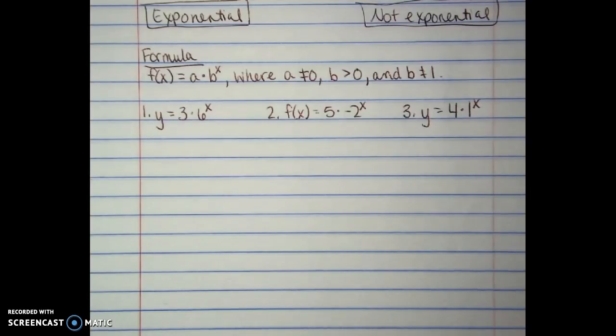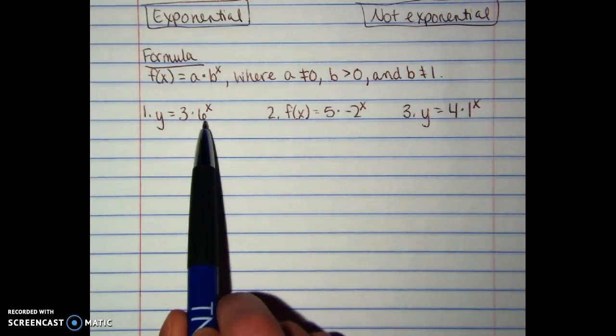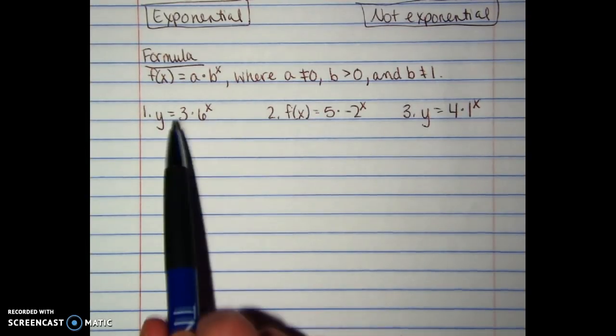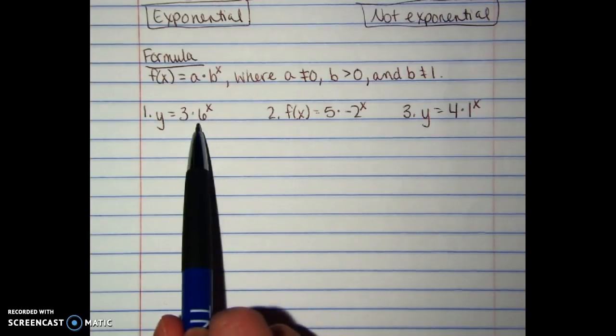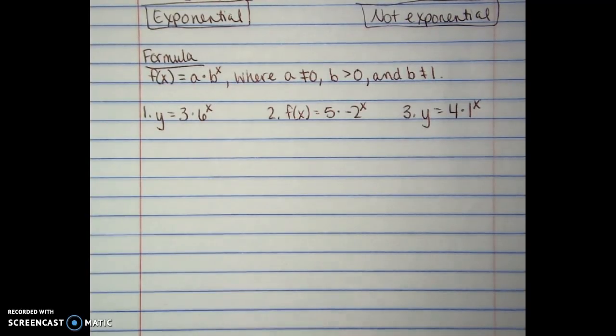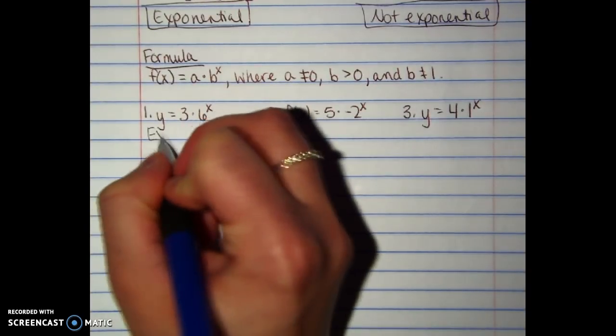Okay, so looking at number 1, it's y equals 3 times 6 to the x. So this is a, b, and x. So a cannot equal 0, so that's good. And b is greater than 0. And it has the exponent, so we are good. So this one is exponential.